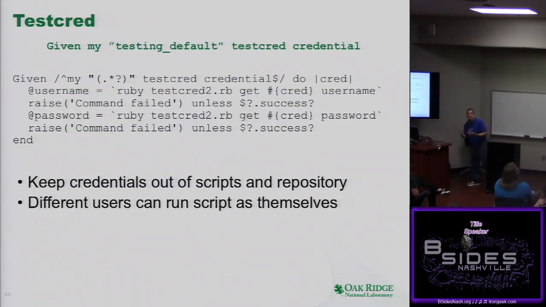So that looks something like this. TestCred is a Ruby script. It stores the usernames and passwords in an encrypted location off of one's home directory. That way, if I name it my testing default credential, and he names it testing default, this script actually works and pulls up his user ID or mine. The main reason that I started this is because I have made the stupid mistake more than once, unfortunately, of putting my credentials into the Git repository and then having to fix history.